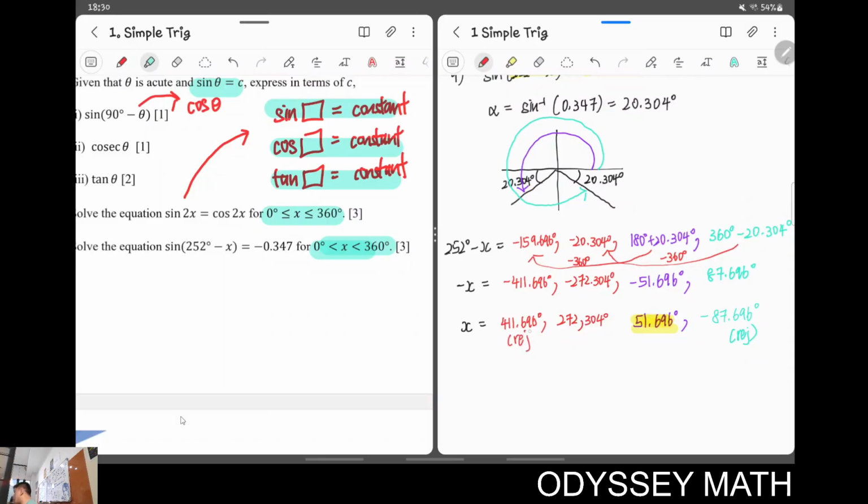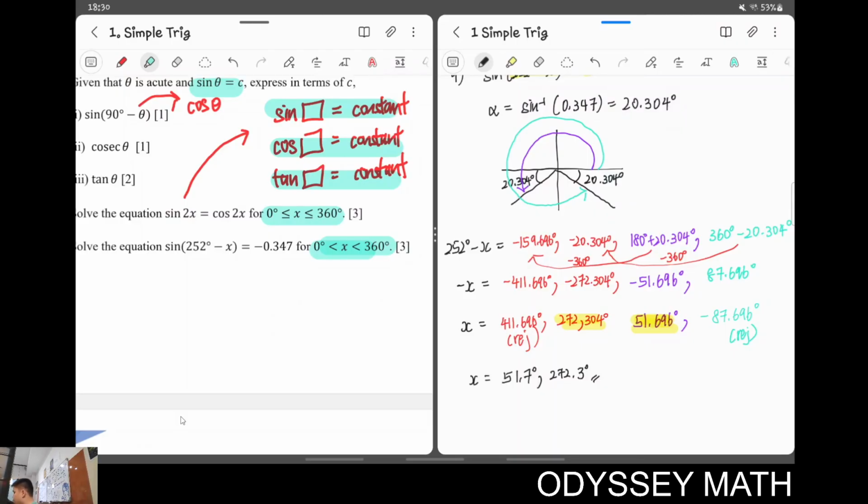You want to reject the 411 degrees, right? Because it's out of the range. So the two answers will be the ones in yellow. Hence, x would be equal to 51.7 degrees. Remember, angle is to 1 dp. And then 272.3 degrees. And you're done. So my way will guarantee you full credit.